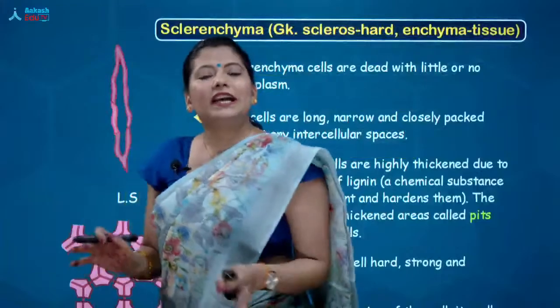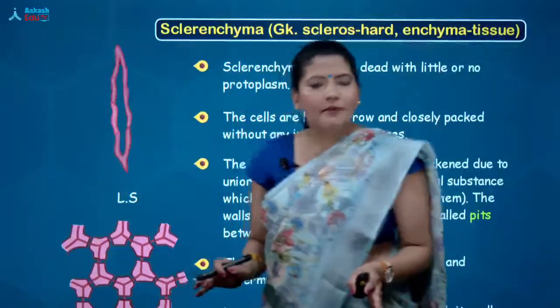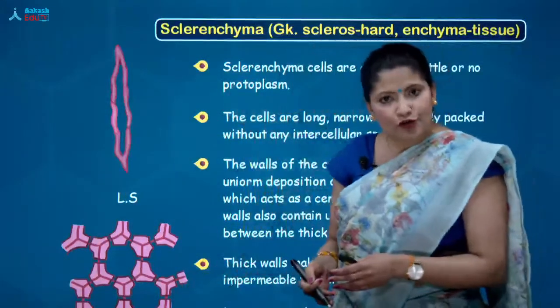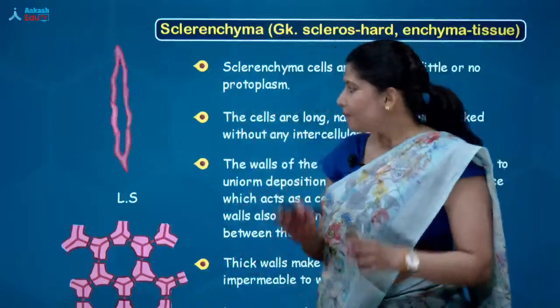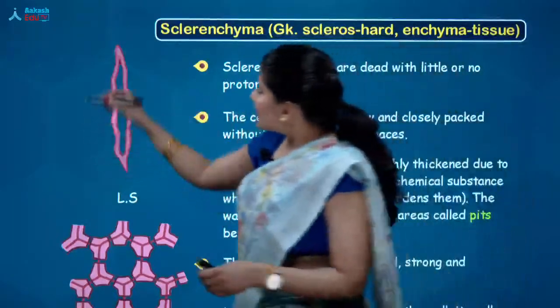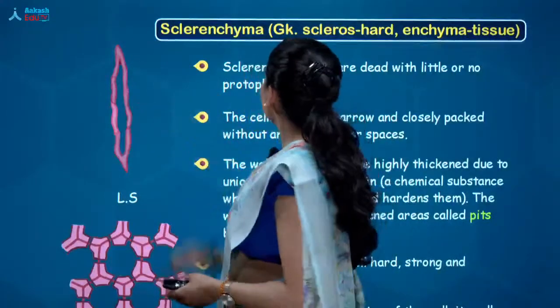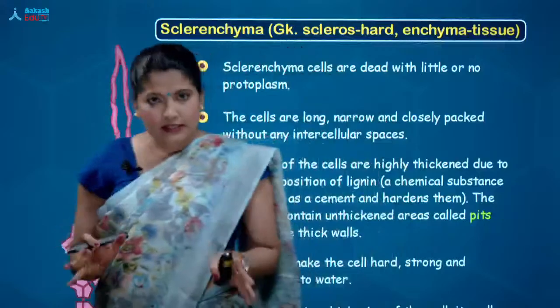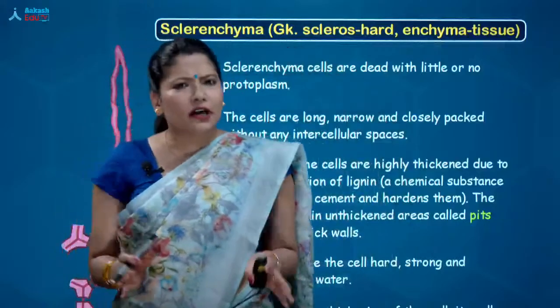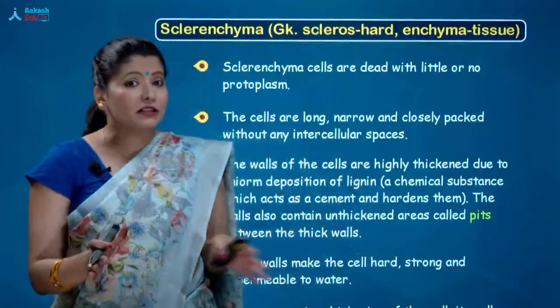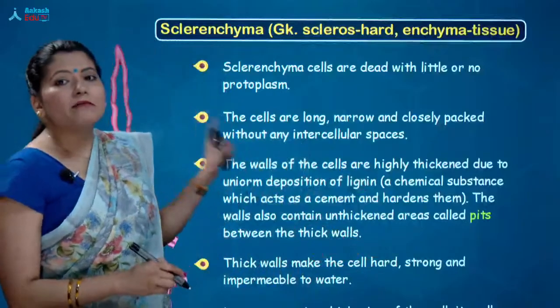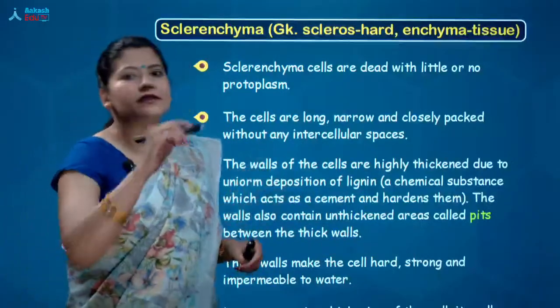Let's start with the next tissue, that is sclerenchyma. It is the third type of the simple permanent tissue. Okay, it looks like this, a rubber band, you can say. Okay, the shape. Well, this is a sclerenchymatous cell. The parenchyma and collenchyma were living cells, but the sclerenchyma cells are dead cells.